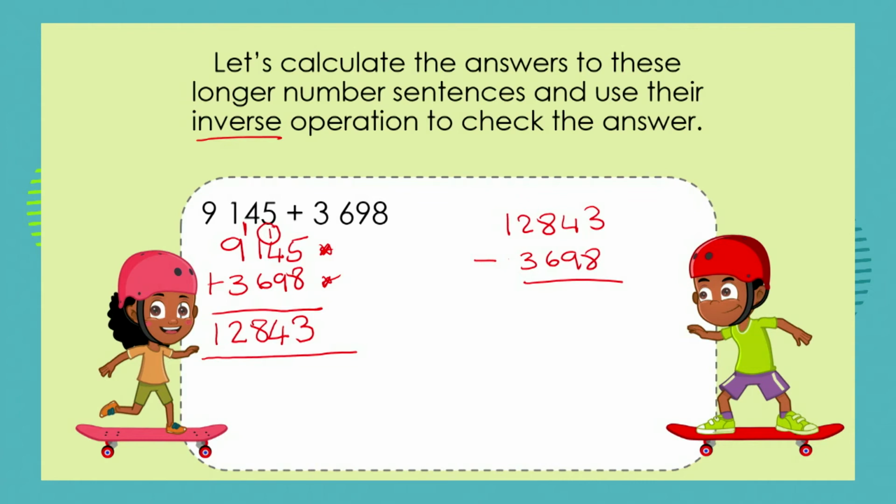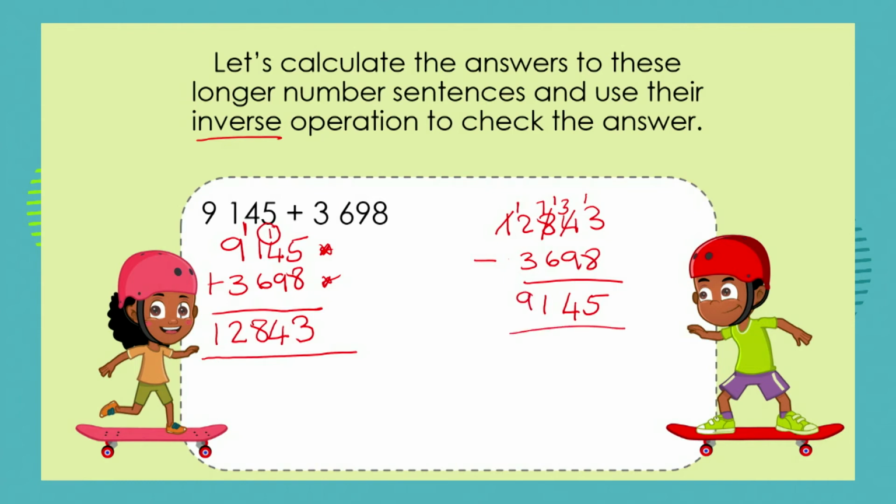So we have 3 minus 8, which we can't do. We borrow. We make this a 3, and we make this a 1. So 13 minus 8, which is 5. 3 minus 9, we can't do. We make this a 7, make this a 13. 13 minus 9 is 4. 7 minus 6 gives us 1. 2 minus 3 we can't do. We borrow. We make this a 12. 12 minus 3 gives us 9.